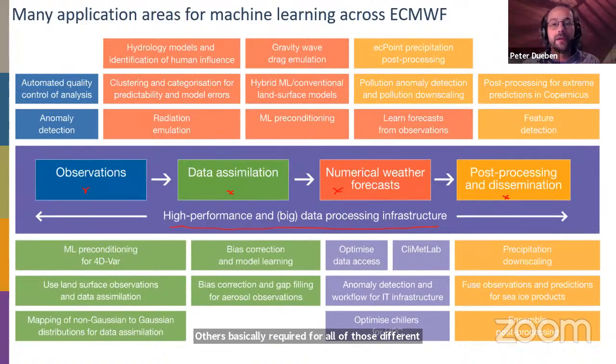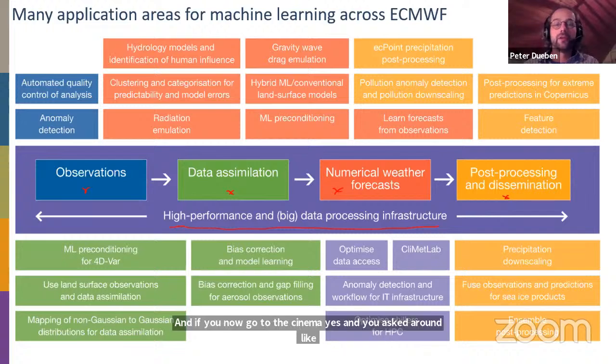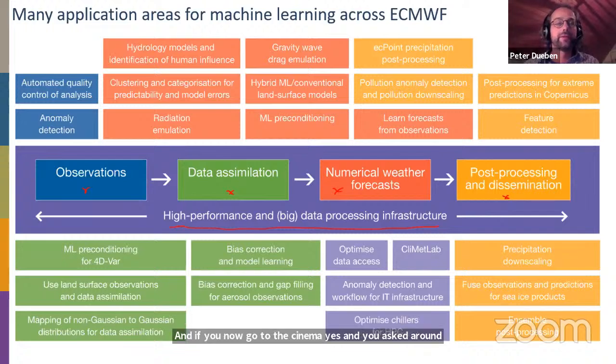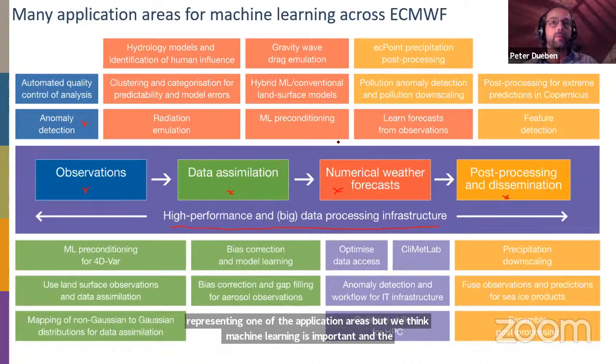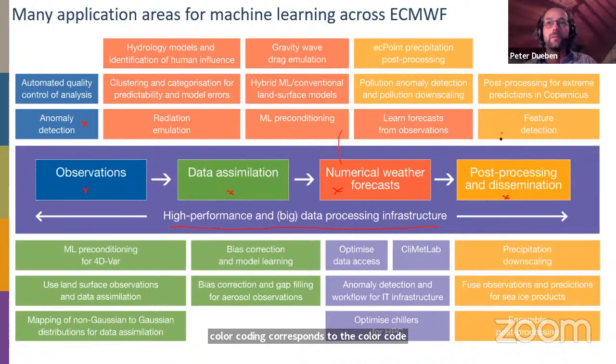If you go to ECMWF and ask around where machine learning could potentially be useful, you will come up with a lot of answers. I've actually done this, and I've collected all the different boxes that are above and below the workflow, each of those boxes representing one of the application areas where we think machine learning is important. The color coding corresponds to the color coding of the workflow tools. What you should see is that there are a lot of applications for machine learning that seem very promising for us, and they're distributed all over the workflow. Wherever you go, you will find potential application areas for machine learning.